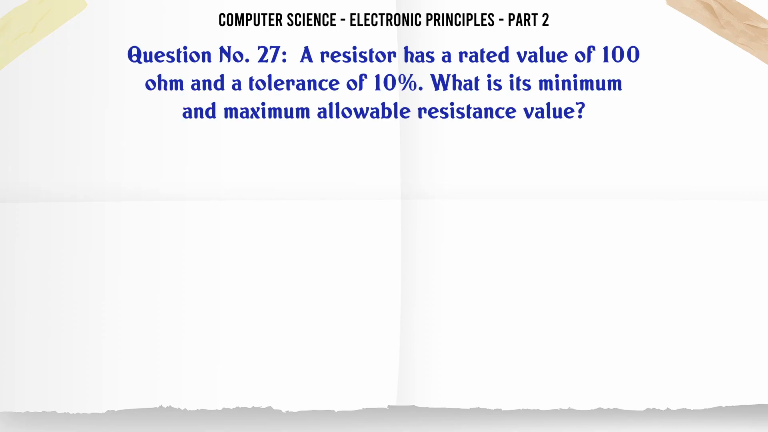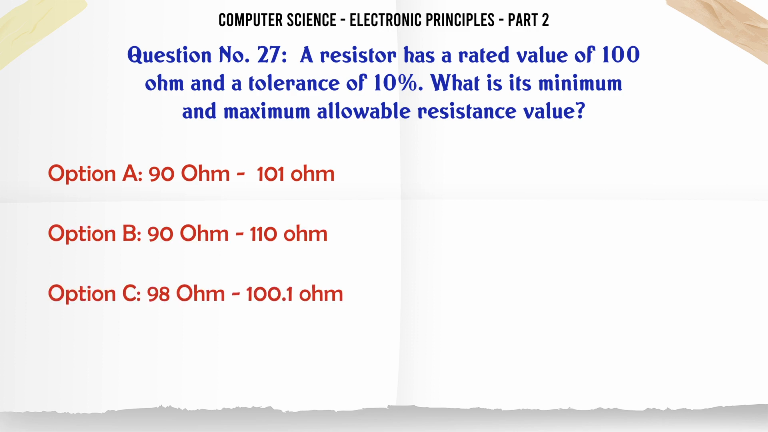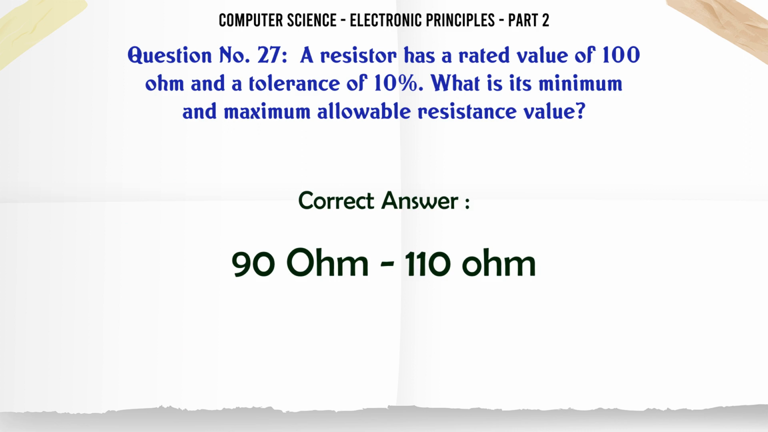A resistor has a rated value of 100 ohm and a tolerance of 10%. What is its minimum and maximum allowable resistance value? A. 90 ohm, 101 ohm. B. 90 ohm, 110 ohm. C. 98 ohm, 100.1 ohm. D. 99 ohm, 102 ohm. The correct answer is 90 ohm, 110 ohm.